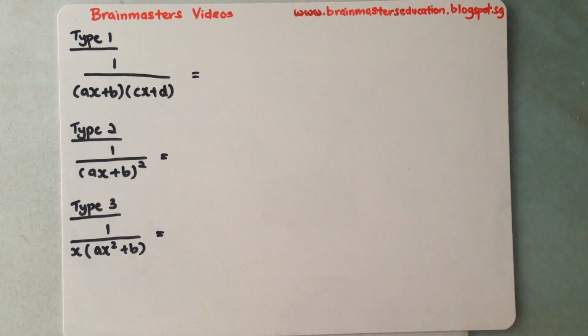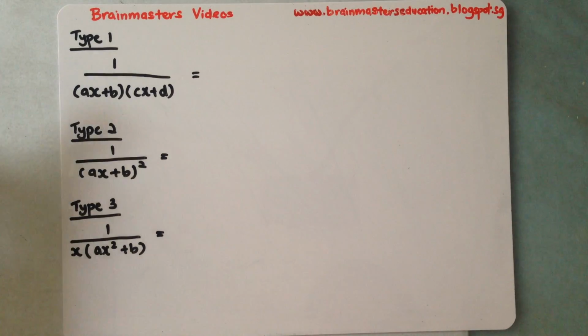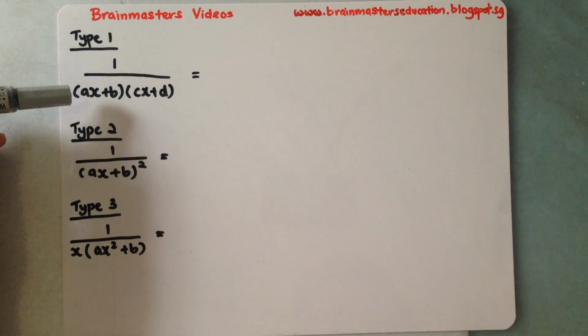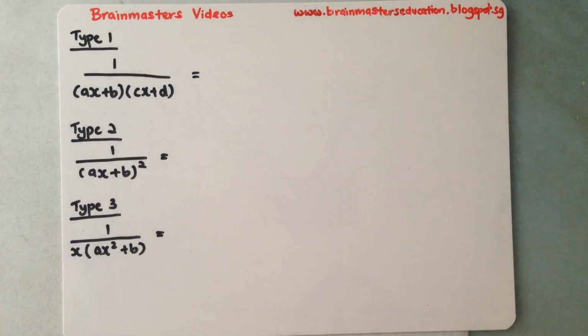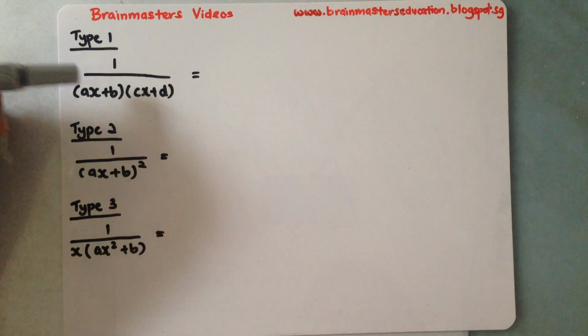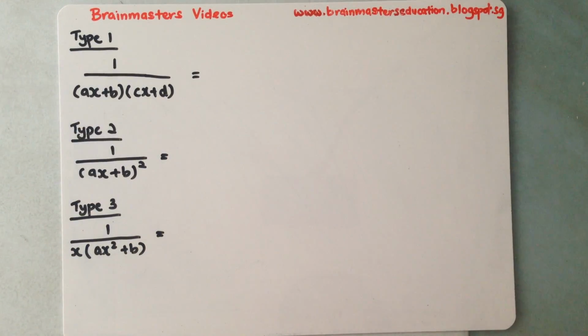Today I'll be doing partial fractions. These are the three types of partial fraction that I've classified to help you understand more. For type 1, you will notice there are two brackets in the denominator. Partial fractions require you to write them as two different fractions, which can work back to give you this form of fraction.